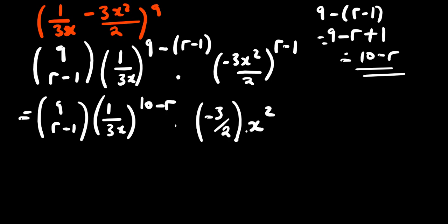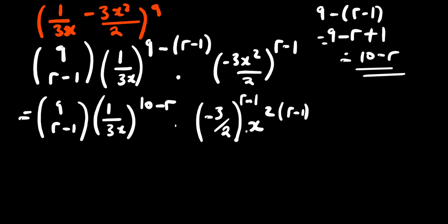My goal is for the x to be alone. Then when I do that, what do I now have? I can now put the power. Everything has a power of r minus 1. So I can put r minus 1 here, and also on the x squared I also put r minus 1.